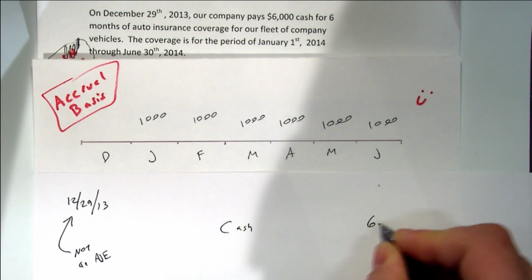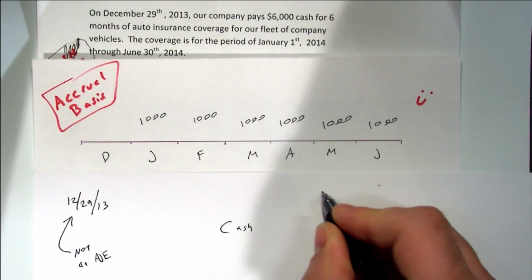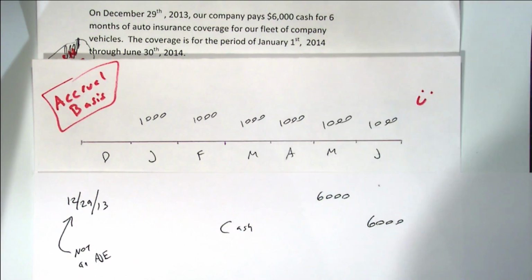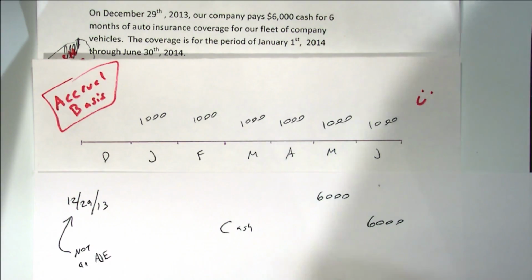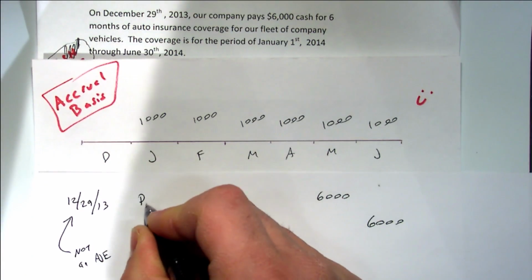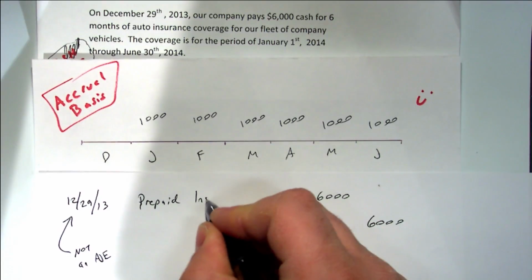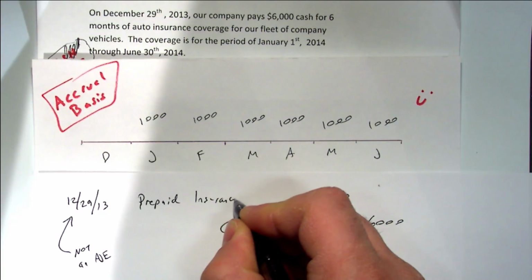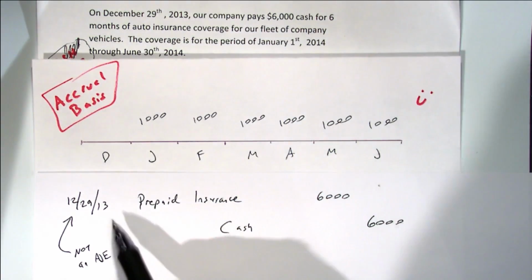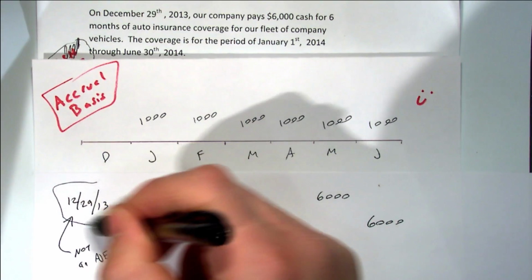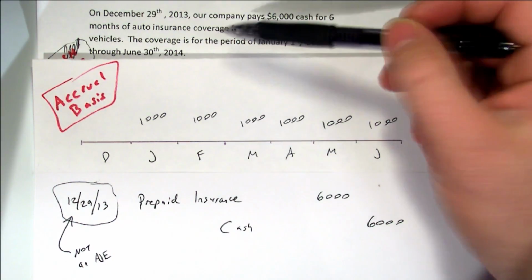So cash is credited for $6,000. Does anybody know what will be debited for $6,000? Prepaid insurance. Prepaid insurance, very good. And that is an asset, is that correct? So that is our journal entry on 12/29 of 13 to record what took place.